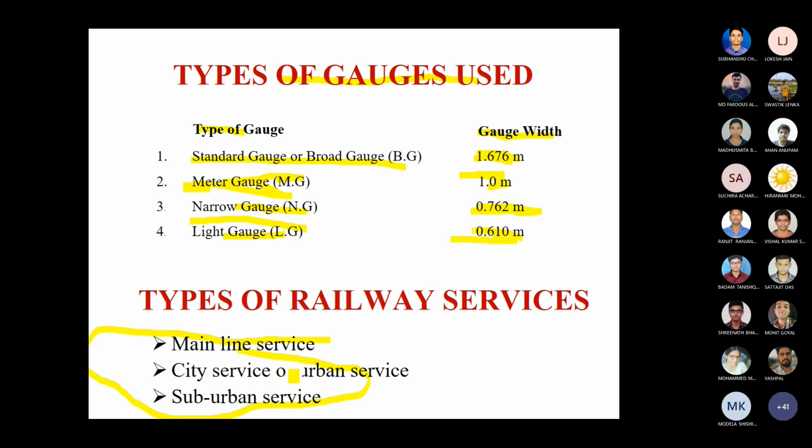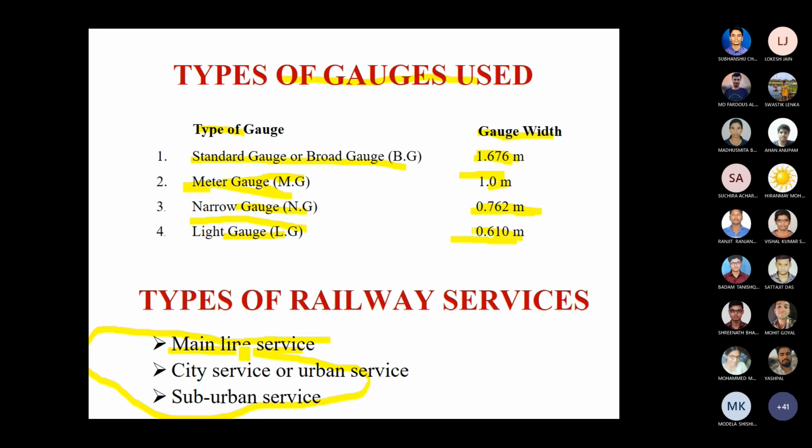So what are the types of railway service? That is mainline service. Mainline service means you are traveling from one state to another, so the distance is more than 150 kilometers. Then city service or urban service, where you travel from one city to another city, or one urban area to another. That is the urban service.